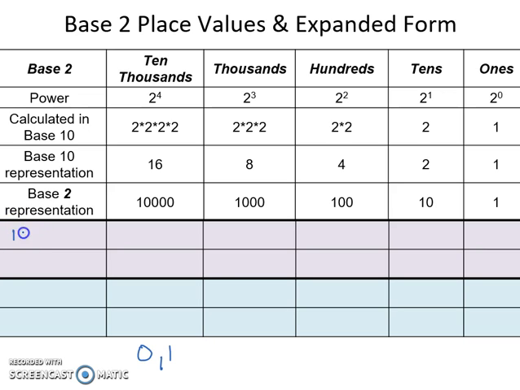So I'm going to do 1, 0, 1, 1, 0. So again, just to make it easier, this is base 2. 0, 1, 1, 0, 1. So this is 1 times 2 to the 4th, 0 times 2 cubed, 1 times 2 squared, 1 times 2 to the 1, and 0 times 2 to the 0. And that's all we're doing for expanded form.